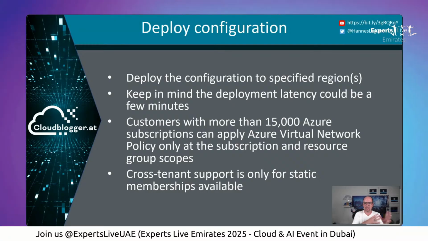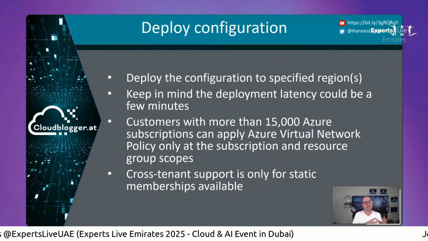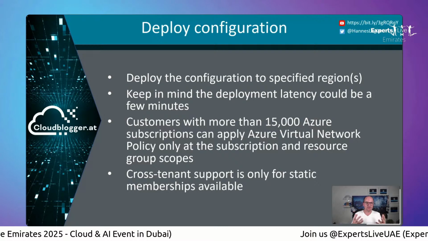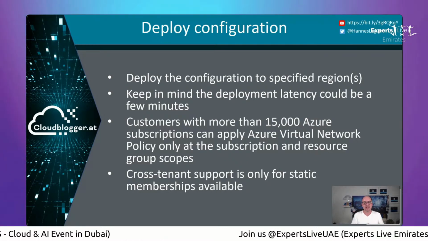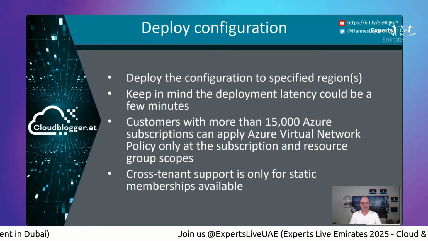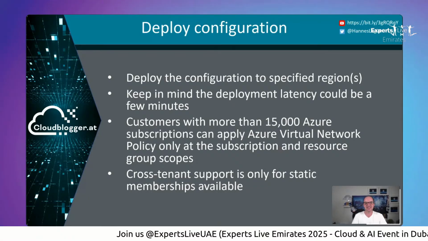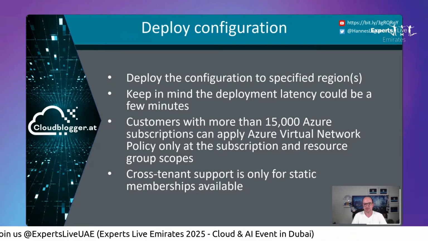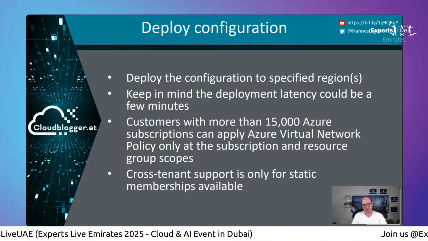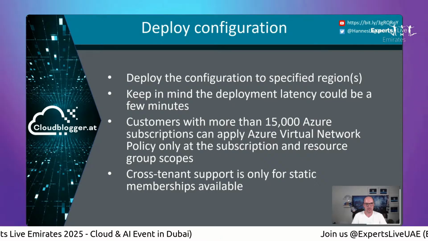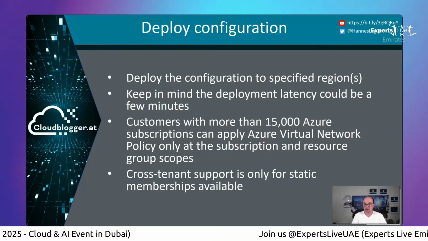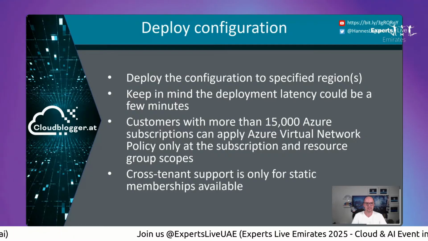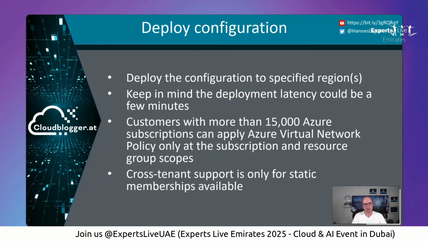In the beginning of Network Manager, it took minutes. At the moment, it's really seconds. And you have a limitation. In my point of view, the limitation is really, really high. If you have a customer with more than 15,000 Azure subscriptions, you cannot apply a virtual network policy to this subscription. So this is really the limitation. But 15,000 Azure subscriptions is really, really high. And once more, cross-tenant support is at the moment only available for static group membership. So that's really important to know.